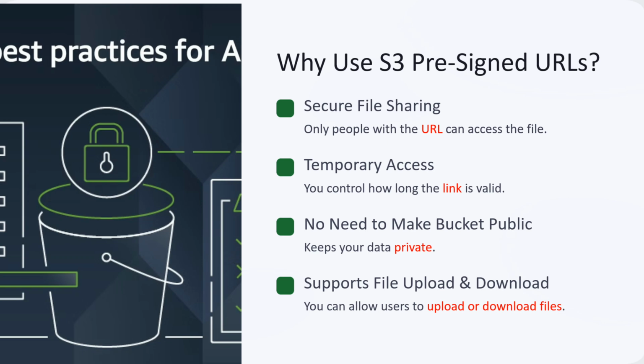Why do we have to use S3 pre-signed URLs? Only people with the URL can access the file. You can control how long the link is valid. You can keep your data private. You can allow users to upload or download files.